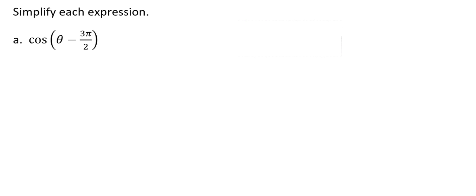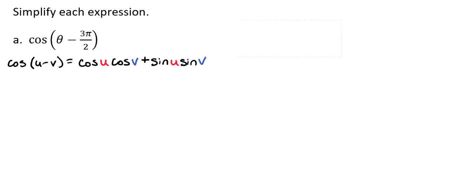In this video, we're going to be deriving reduction formulas. So we're going to simplify this expression: the cosine of theta minus 3 pi over 2. Here we can see that we have a difference formula for cosine. Let's recall what that formula is.